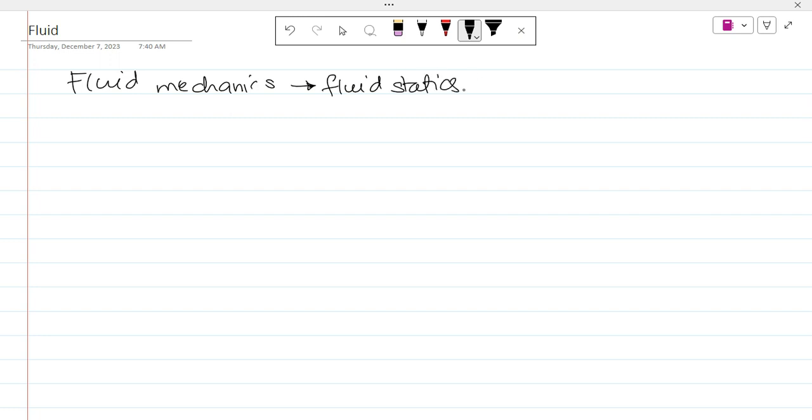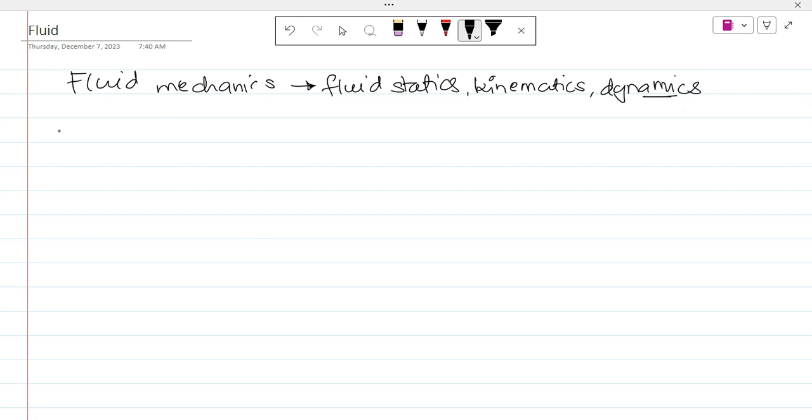the behavior of fluid when it is at rest, fluid kinematics, the velocity and accelerations of the fluid, as well as fluid dynamics. There are three different topics, which is of course the effect of force and accelerations due to force on fluid.